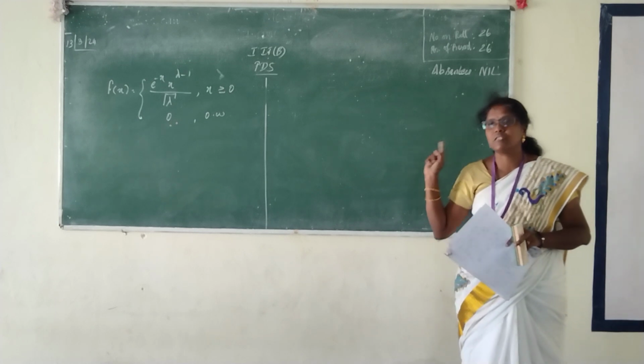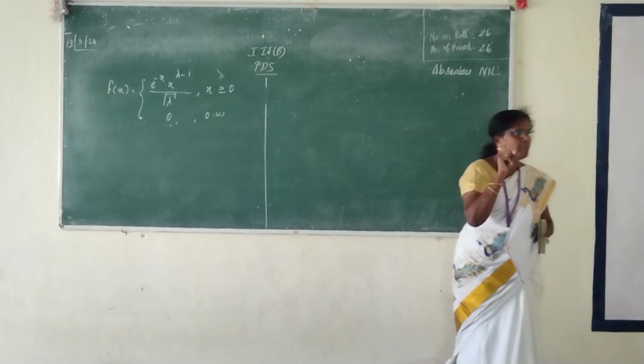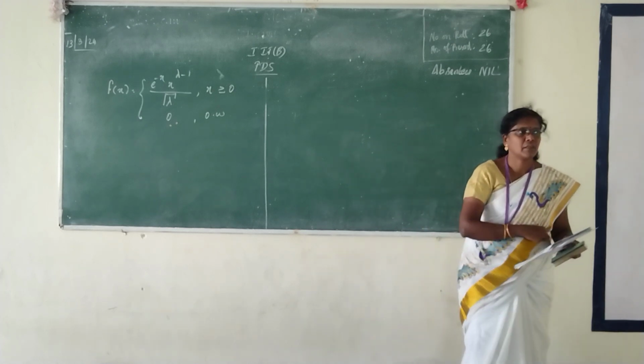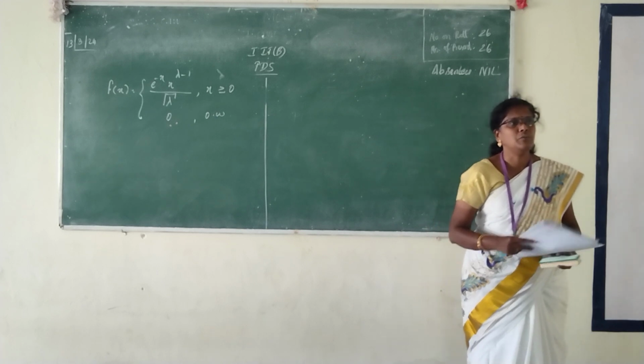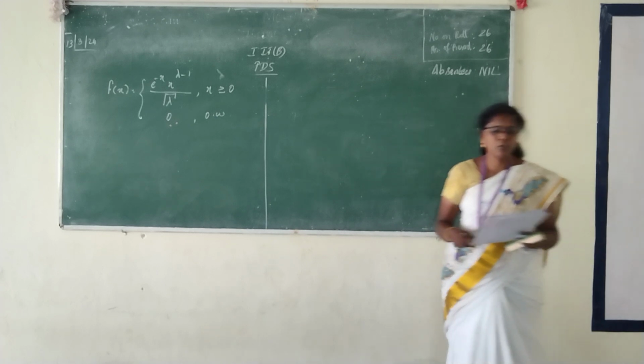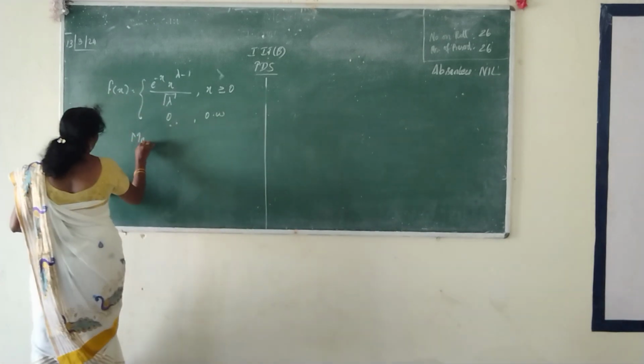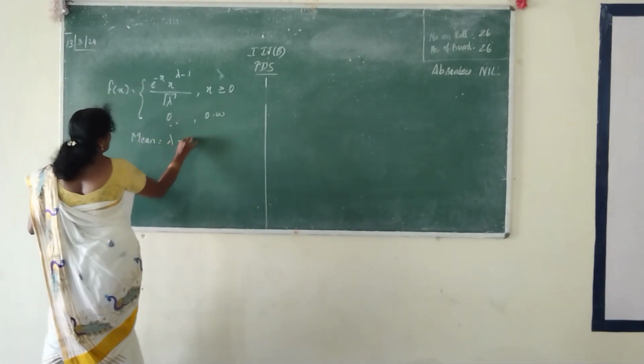x greater than or equal to 0. Here also it is having only one parameter, which will be lambda. So take the next one. Mean is equal to lambda, which is equal to variance.